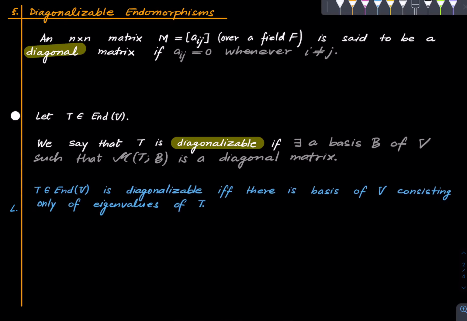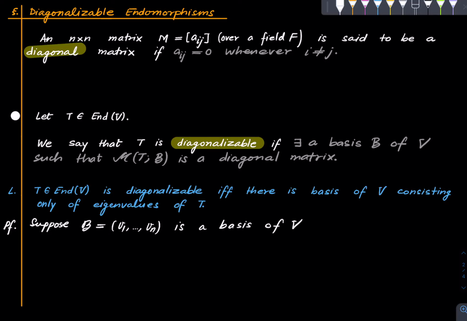It says that an endomorphism is diagonalizable if and only if there is a basis, each of whose vectors is an eigenvector. This is an if and only if statement, and let me just prove one direction of it because it's a very, very simple statement. So suppose B is a basis of V such that each v_i is an eigenvector of T.